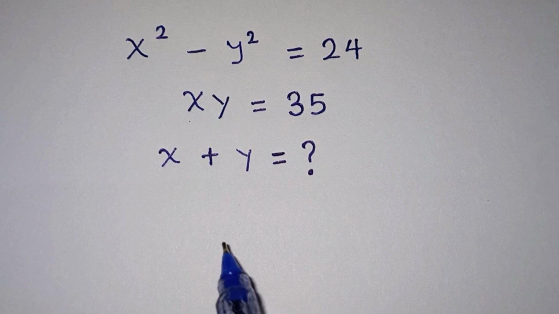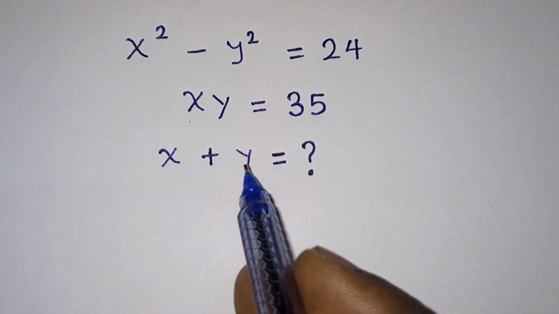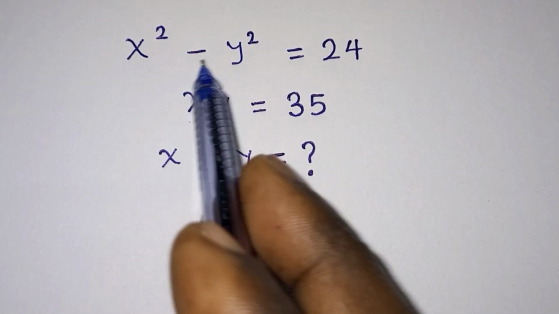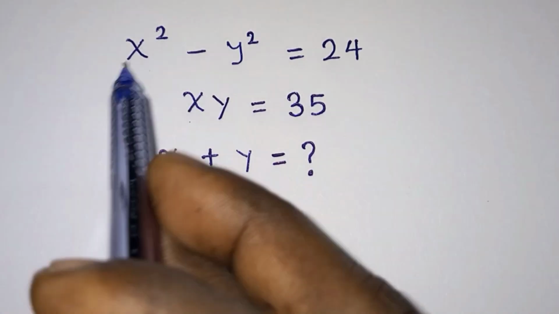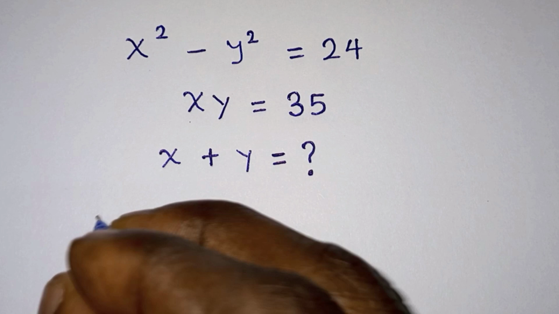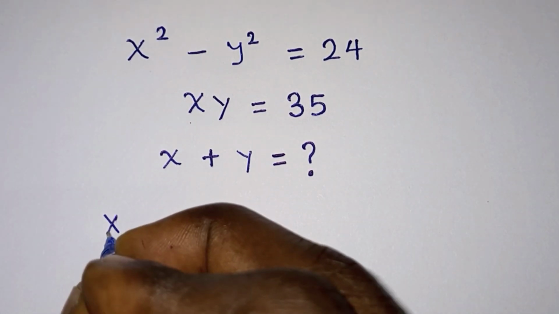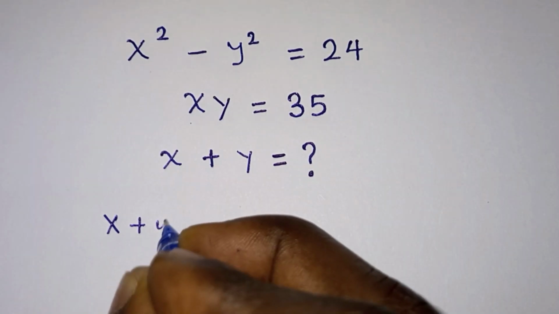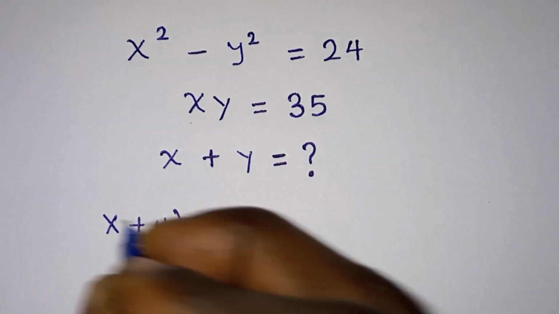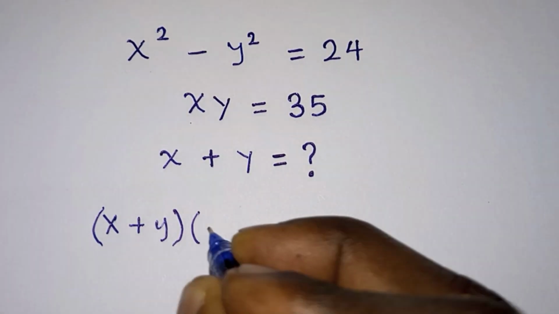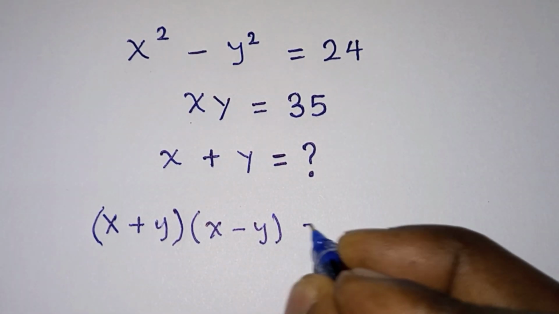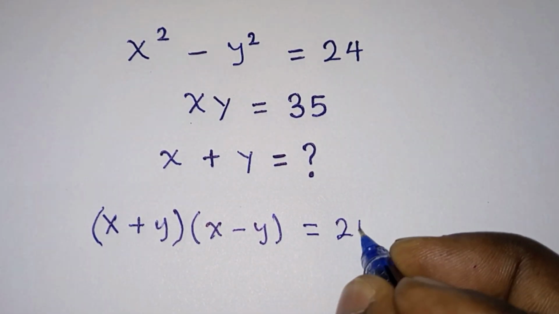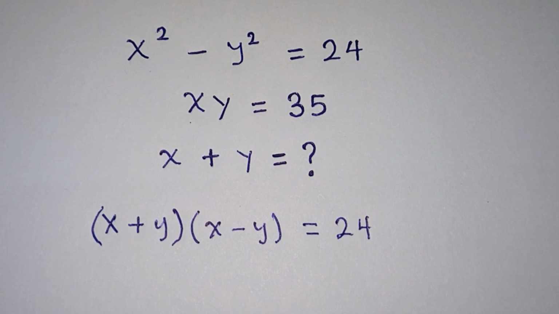So how do we actually start this problem? We have a clue here. x squared minus y squared, that is a difference of two squares, right? So let's start by writing this in difference of two squares form, that is x plus y times x minus y, and this is equal to 24. That is the most important thing.